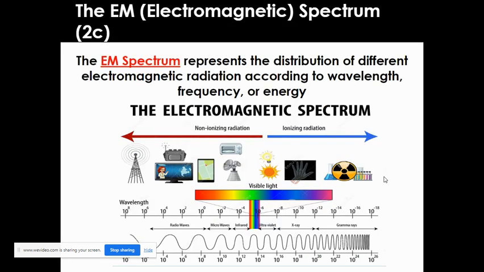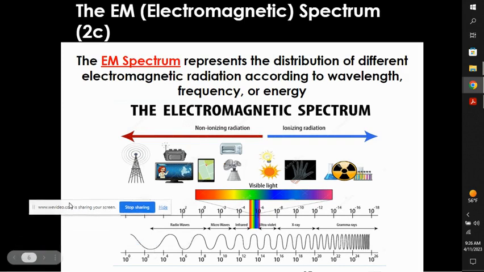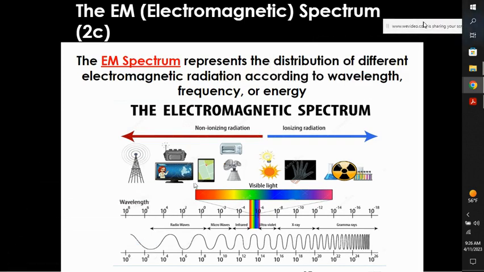The electromagnetic spectrum is organized according to wavelength and frequency of waves. It represents the distribution of different electromagnetic radiation. And so if we take a look at the electromagnetic spectrum here, I'll move this out of the way again. You can see that the longer wavelengths on this one are on the left, and those are radio waves. And as we get shorter, we're getting to more energy in the wave.